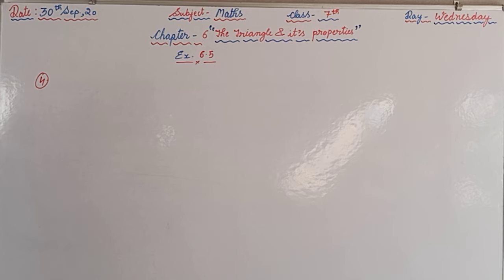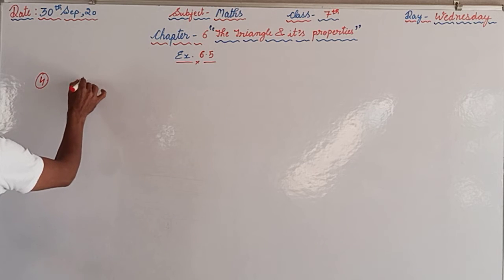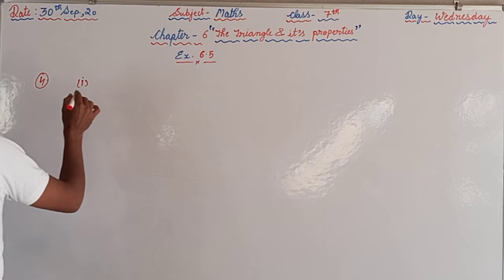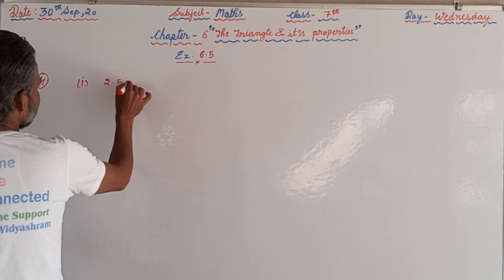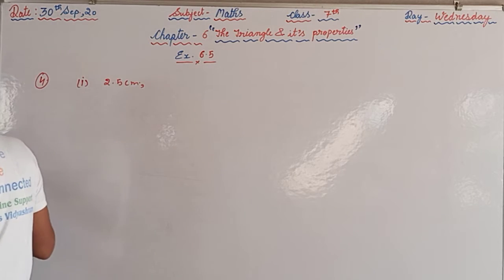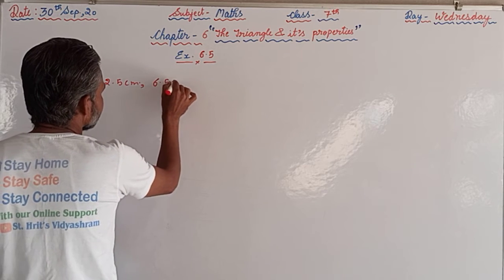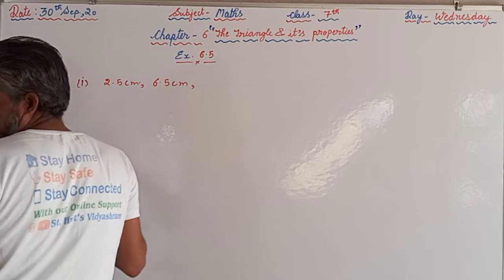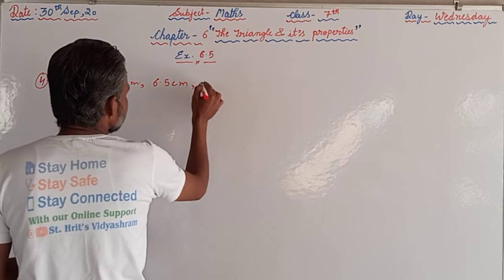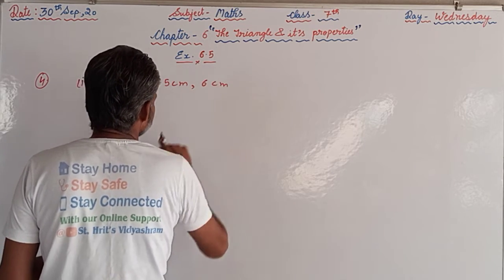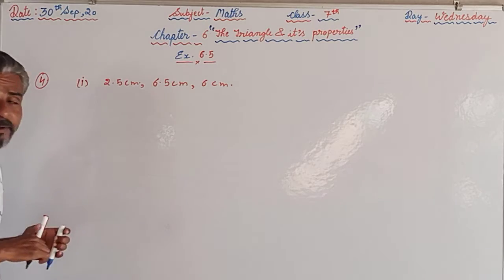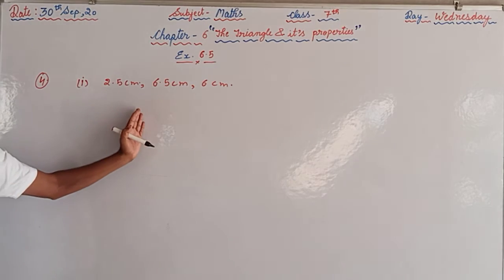In question number 4, which of the following can be sides of a right triangle? The first triplet is given there, that is 2.5 centimeter, 2.5 centimeter. Then the second one is given 6.5 centimeter, and then the third one is given 6 centimeter. So we have to find whether these are the sides of a right angle triangle.